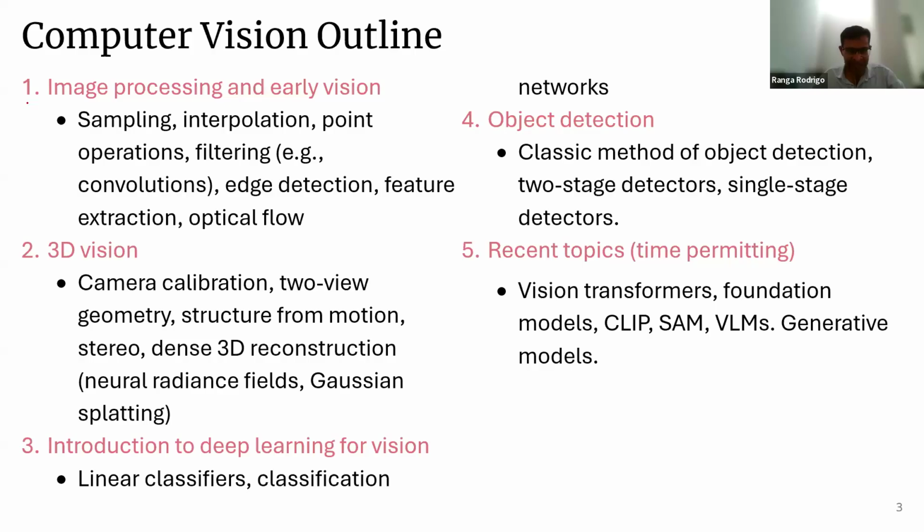First of all, a very basic introduction to image processing and early vision. We will look at how sampling is done, interpolation, so-called point operations, and how filtering is done. I will briefly mention edge detection, feature extraction, and optical flow, but I will not talk too much about these. This part is for me to introduce you to the general basic image processing operations. Except for things like feature extraction and optical flow, these operations are available in popular photo processing software also, like Photoshop, GIMP, and so on.